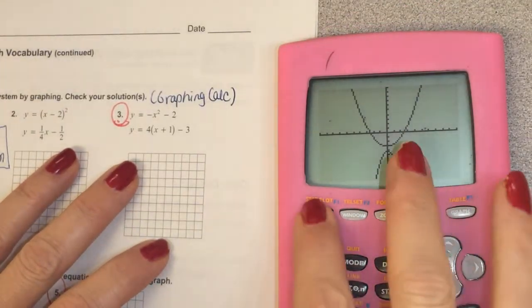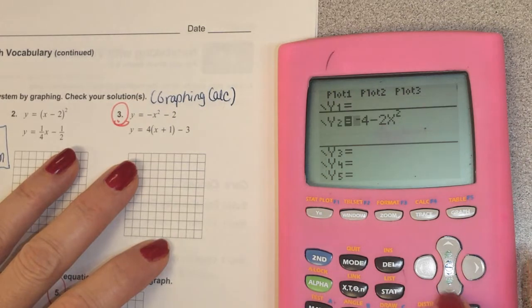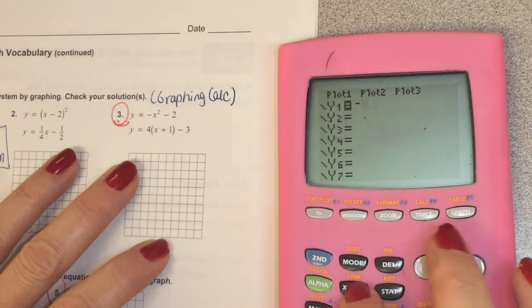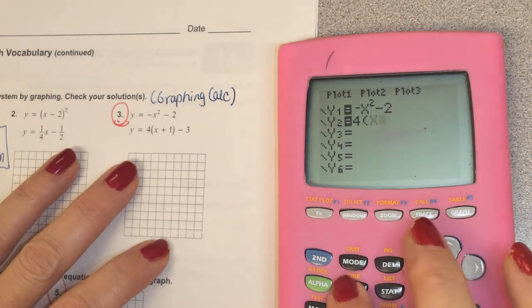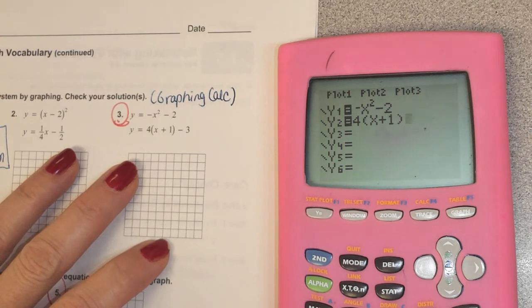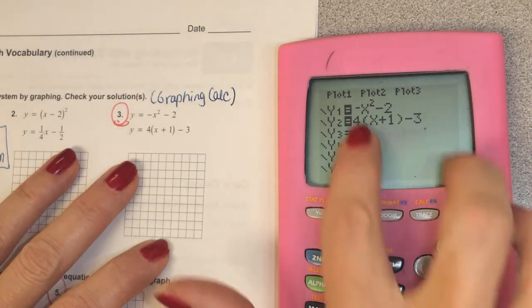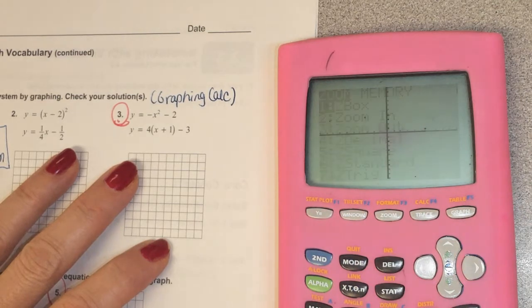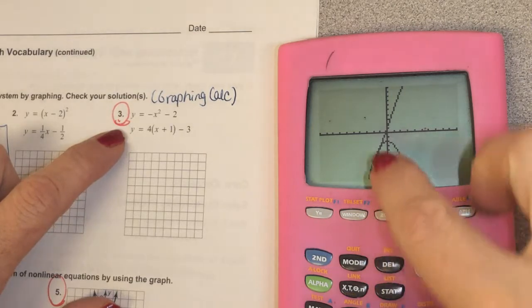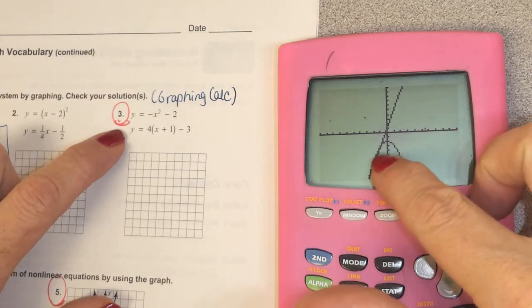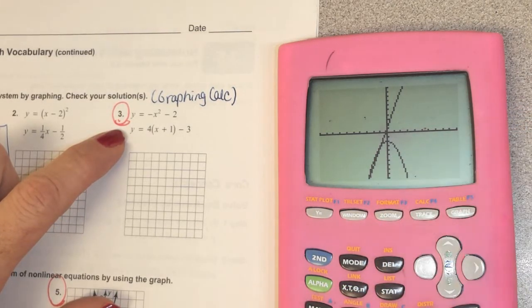All right, let's check out number 3 now. So we have negative x squared minus 2, and we have 4 times x plus 1 minus 3. Again, make sure that's a negative and not a minus. Do your zoom 6 to make sure you're on the standard window. Here's our first parabola, and here comes our linear function. So in this case, we have a parabola and a line. Now I can see that something's going on right here. They are intersecting, but it's too close for me to really tell.